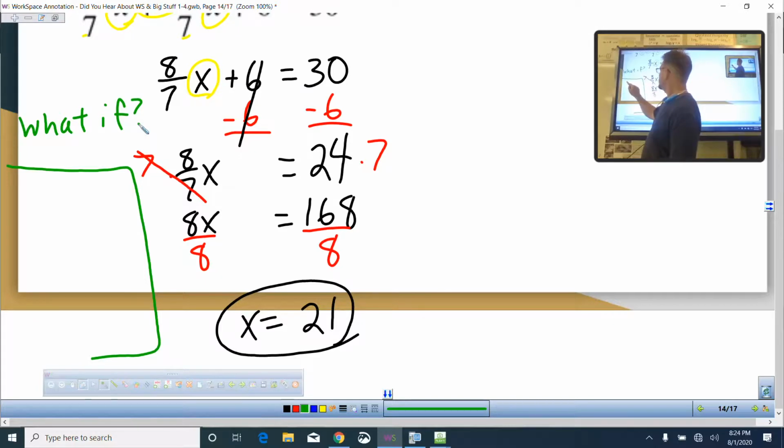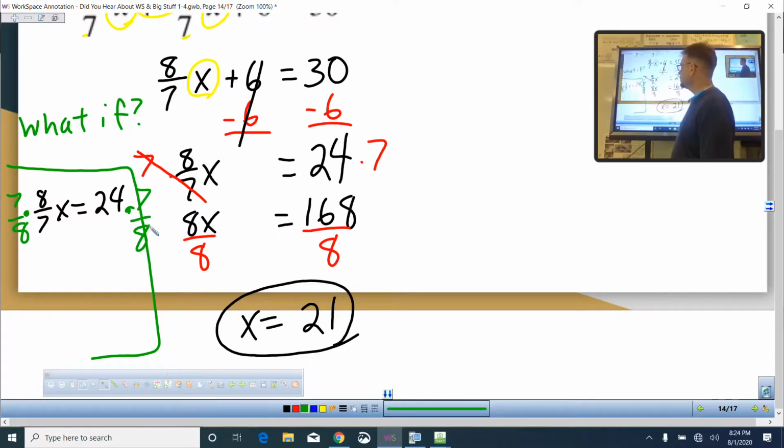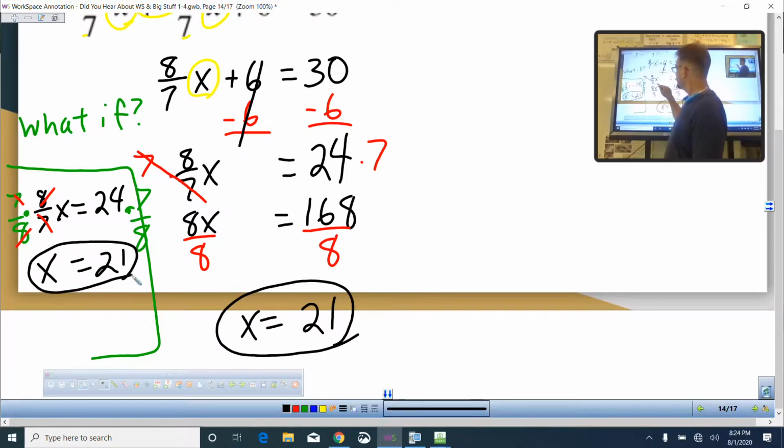Okay. So let's go back to 8 over 7x equals 24. What if we had multiplied both sides by 7 over 8? What would have happened then? Well, the 7s would have canceled, and the 8s would have canceled, and you would have just been ready to go. And then that would have turned into 21 as well. Because that's what we did. We divided by 7, then multiplied times 8. Or, I'm sorry, multiplied times 7 divided by 8. Got that backwards. Sorry.